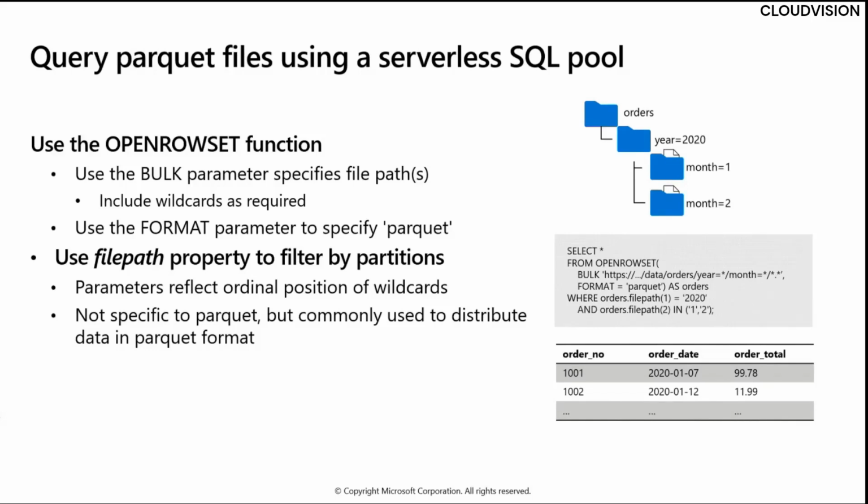You can use the OPENROWSET function with the BULK parameter specifying the file path, and you can also include wildcards whenever you require. You can also use the FORMAT parameter to specify Parquet. Then you can also use the filepath property to filter by partitions. Here the parameters reflect the ordinal positions of the wildcards. Okay, this is how you query the Parquet file using the serverless SQL pool.